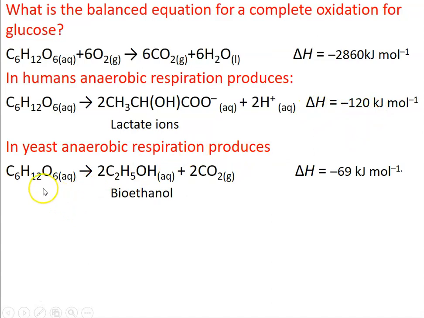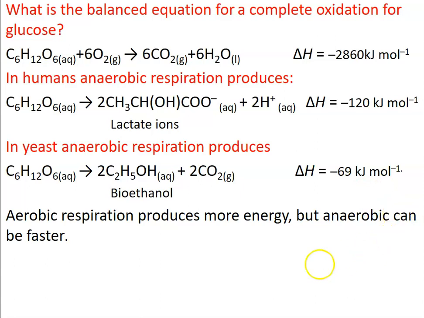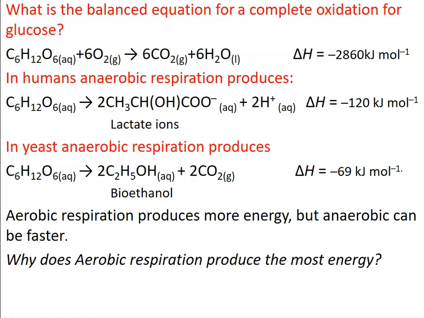We need to know this next equation. So in yeast, anaerobic respiration for glucose makes ethanol or bioethanol. So this is our fermentation reaction to make bioethanol. So you need to know that it's a 2 of these to every 2 of those. So just remember when you're balancing it, you've got 2 here. So if you double it, you've got 4, and you'd only have 2 carbon dioxides produced, and you only get a small amount of energy released. So aerobic produces more energy, but anaerobic can be faster, and it's good if you don't have enough oxygen.